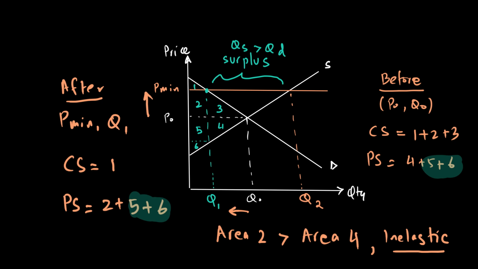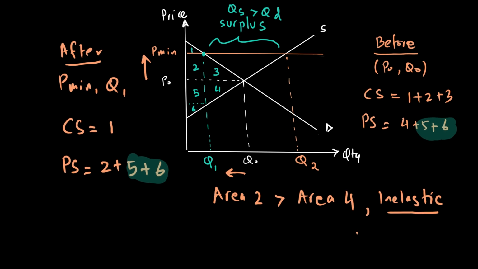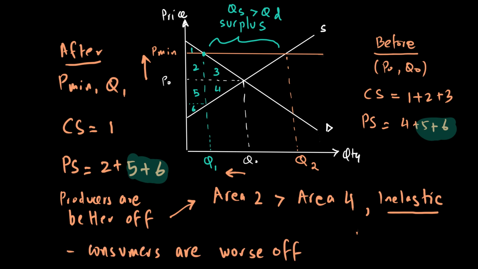What about consumers? You can see consumers are definitely worse off, because previously they were getting 1 plus 2 plus 3, which means this area was also their surplus, but now they're only left with area 1 as the surplus. So consumer surplus will only be area 1. So consumers are definitely worse off. If I could write the conclusion here for minimum price, it is that producers will be better off if area 2 is greater than area 4, while consumers are not better off, they will be worse off.